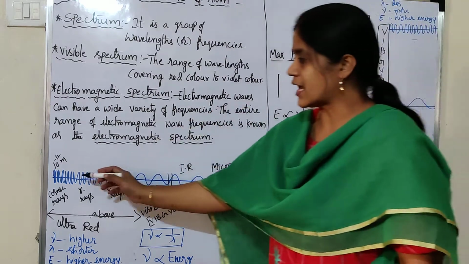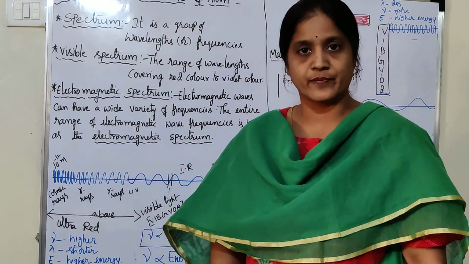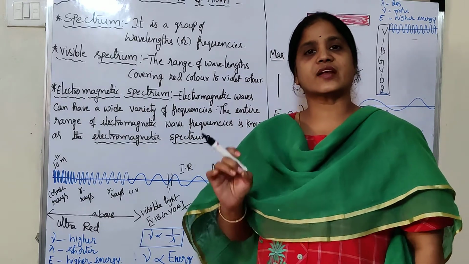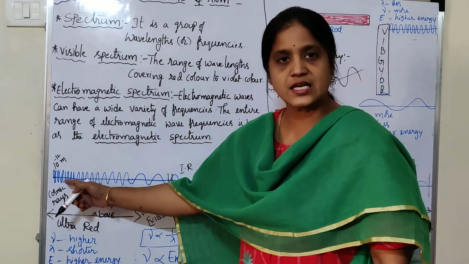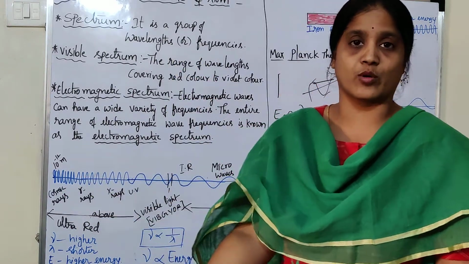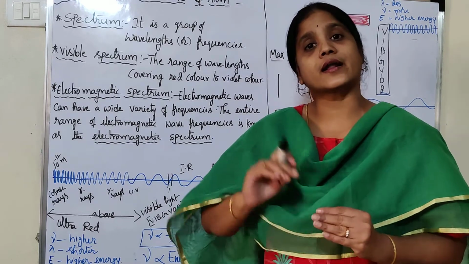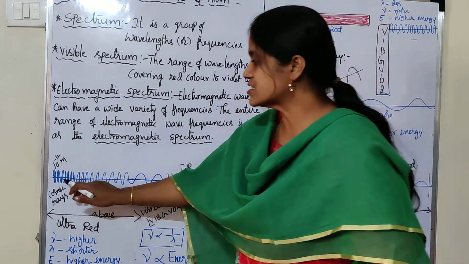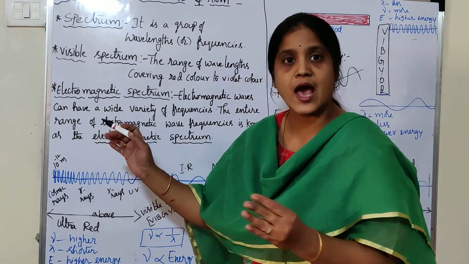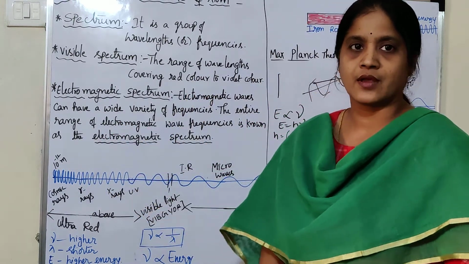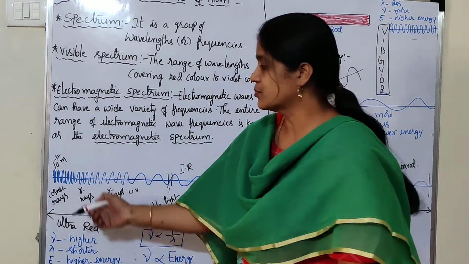So initially it has lower wavelength, which means its frequency is more. Why? Because frequency and wavelength are inversely proportional. If wavelength is less, the frequency is more. And frequency and energy are directly proportional. If the frequency is more, then that particular range of wave has higher energy.